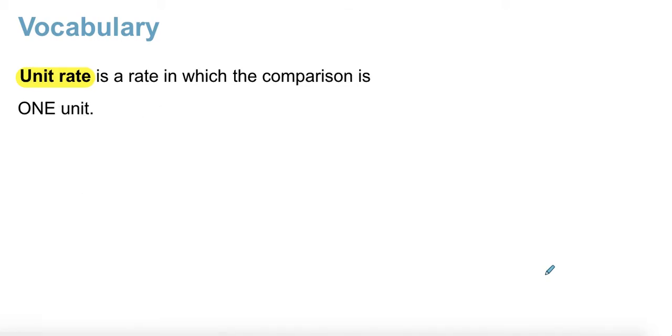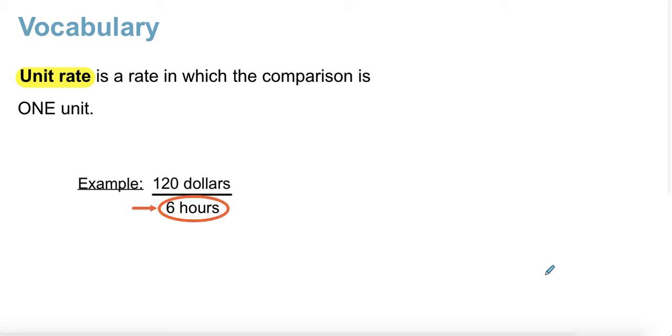A unit rate is a rate in which the comparison is 1 unit. Let's bring back that previous example. If I earned $120 in 6 hours, now I want to figure out how much money I could earn in 1 hour. The way that I can do this is I can divide $120 divided by 6 hours gives me $20 per 1 hour.